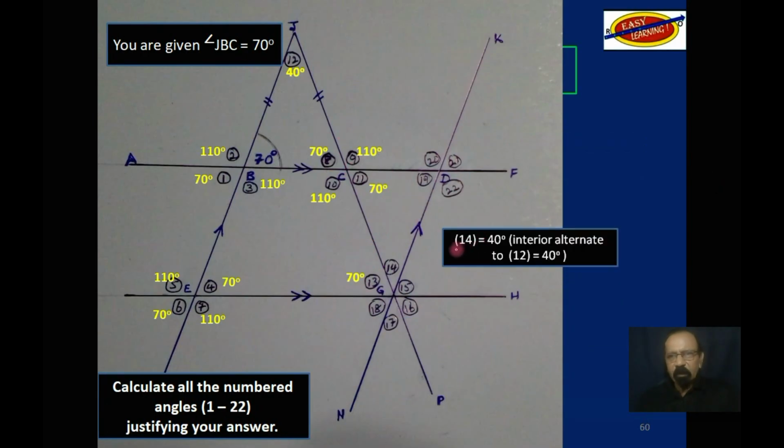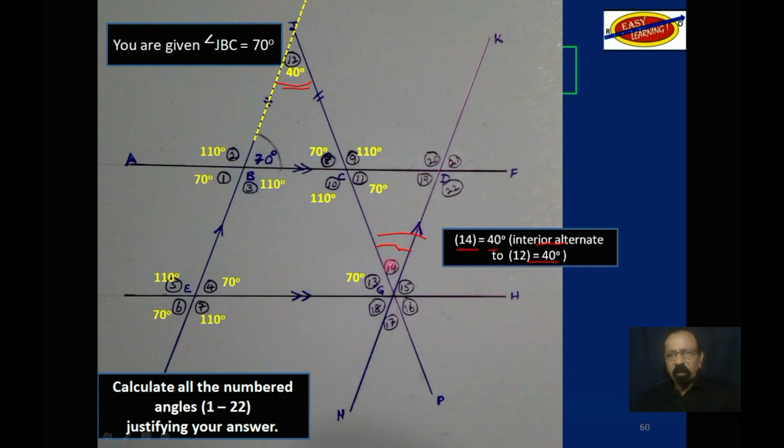Now what is 14? 14 is 40 degrees. How do we get that? It's interior alternate to the 40 at 12. So there is a parallel line here and there's another parallel line here. And there is a transversal here. If we extend that line, we could see the transversal a little more. That one cuts this one. So that's one of the parallel lines. This is the other one. This is the transversal. That and that, they are interior alternate. Now that one was a little difficult.